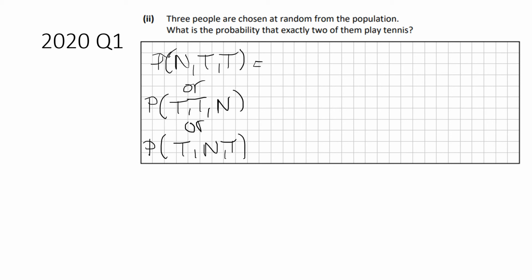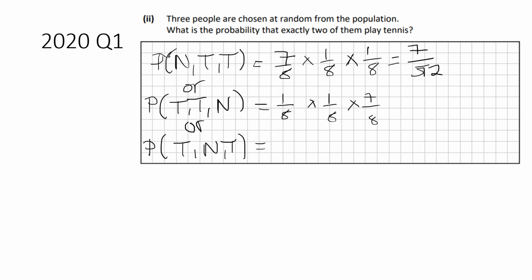Okay, so I'm just going to fill in the probabilities for each one. So doesn't is 7/8, does is 1/8. I multiply them together, so that's 7 out of 512. So that's my first option. The second option is that they do, and then the last person doesn't. So same probability here of 7 over 512. And then you can have a probability of a person who does, 1 who doesn't, and 1 who does, which is also 7 over 512.